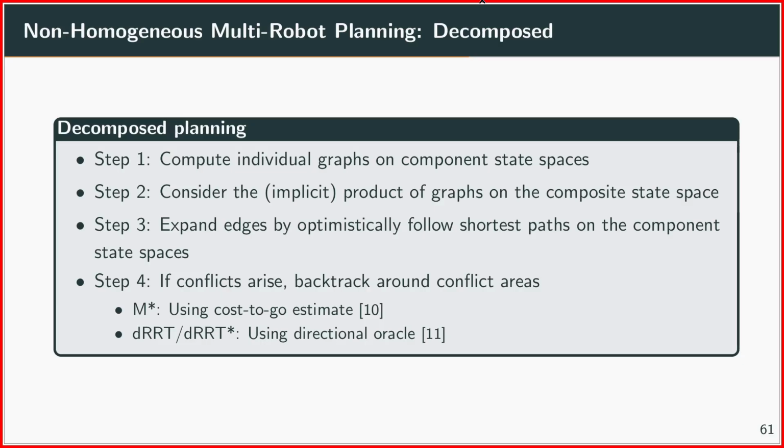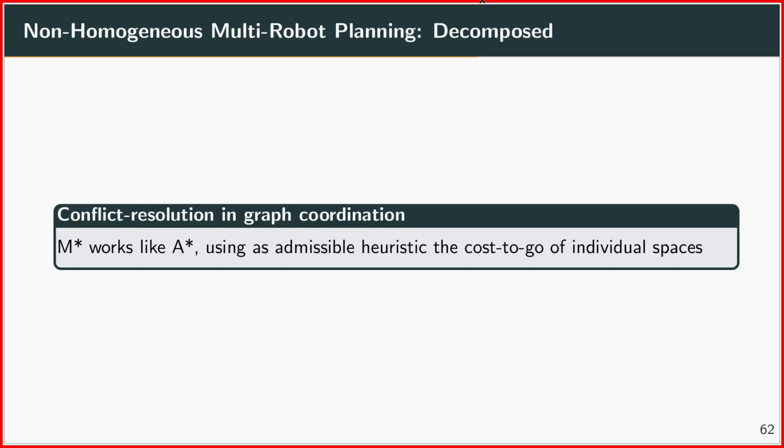Okay, so I want to look at both of the algorithms a little bit more in detail. So M star is basically the multi-robot version of A star. It works almost equivalent to A star, but instead of using one admissible heuristic, it tries to use the admissible heuristics of all the individual spaces as the cost-to-go. So this is really the multi-robot version of A star.